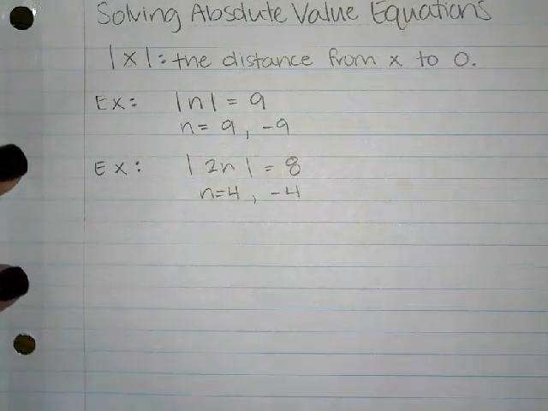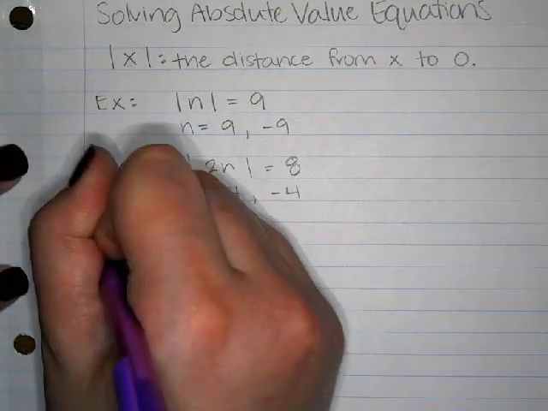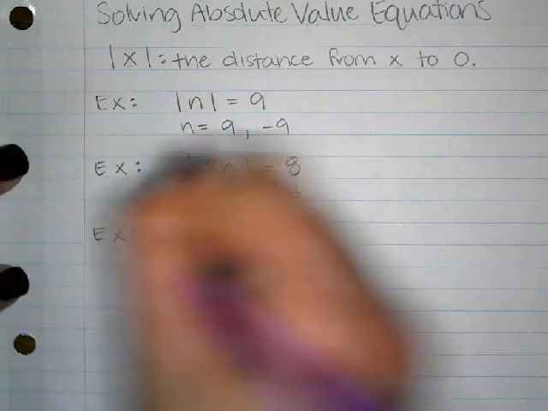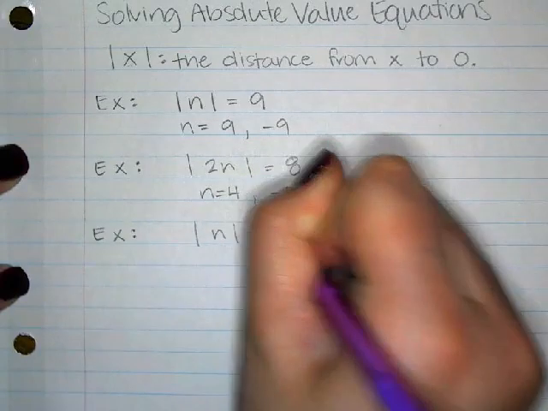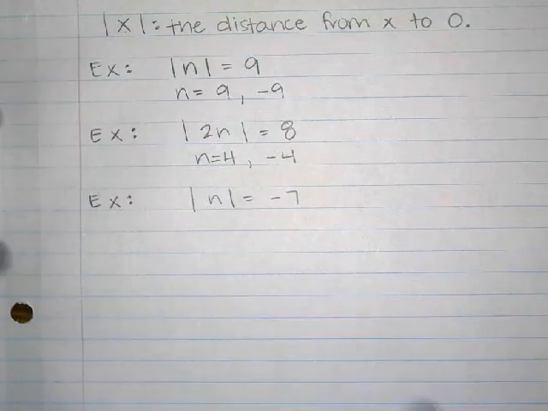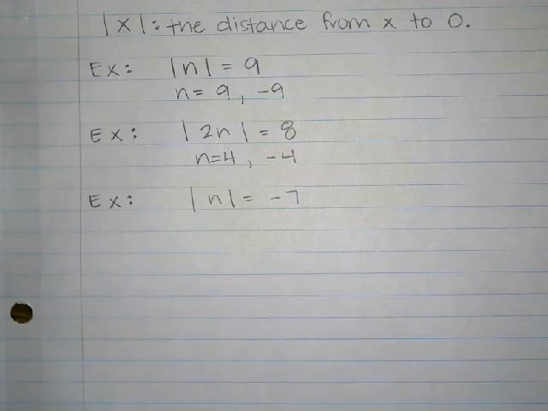Okay, let's see. What if I said the absolute value of n equals -7? What if I'm thinking of a number, and the distance of that number from 0 is -7? Wait, think about it again. The distance of a number from 0 is -7. The distance is negative.